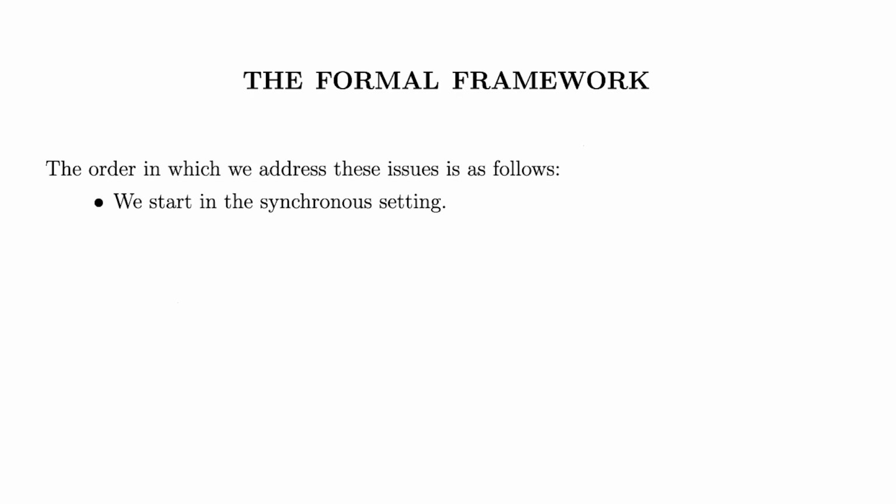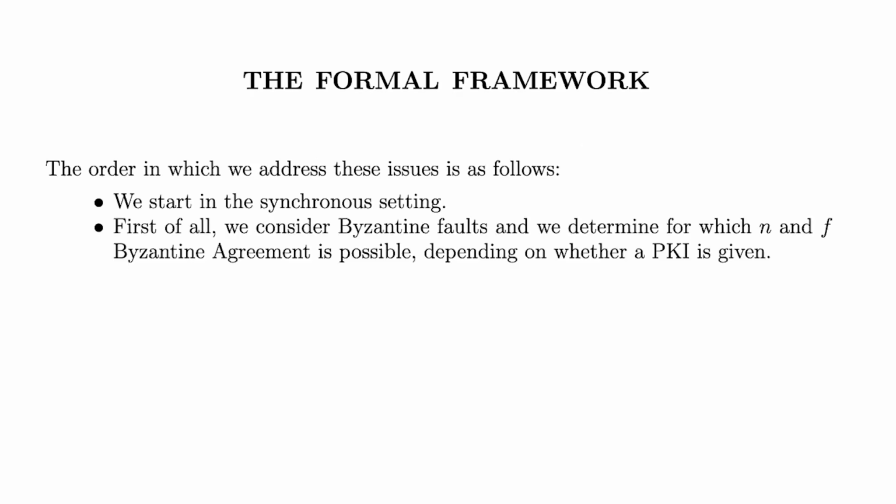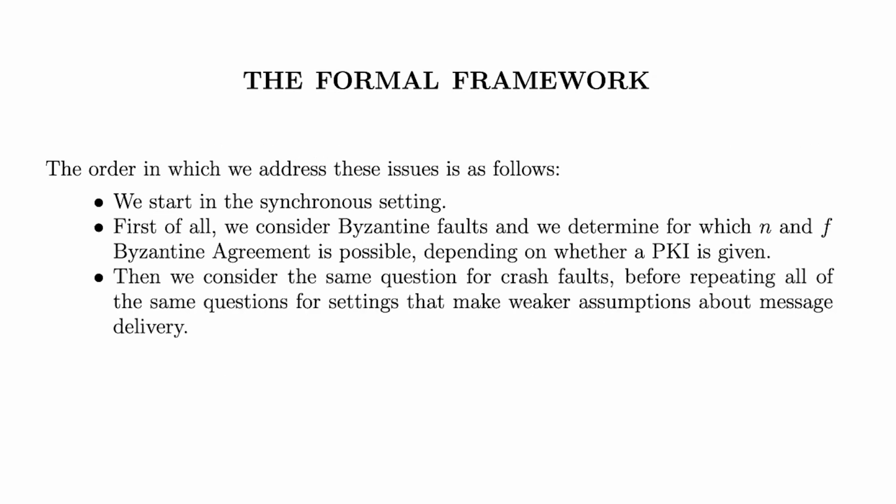And the order in which we're going to do that is as follows. We're going to start off in the synchronous setting, the simplest setting. First of all, we're just going to concentrate on Byzantine faults. I'm going to determine for which N and F Byzantine agreement is possible, depending on whether a PKI is given. That makes a difference. Then we'll consider the same question for crash faults, and then we'll do the whole thing again for weaker assumptions about message delivery.